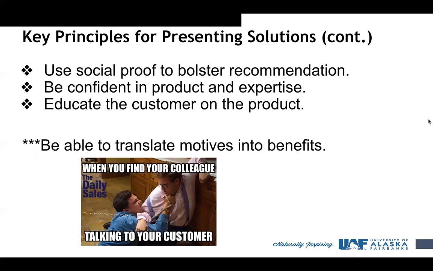Use social proof to bolster recommendation. Be willing to talk about why a suite might be more expensive than outfield tickets, or why the tickets behind home plate that include food and drinks and a club room might be more expensive than those behind the dugout, et cetera. So understand why certain seats are certain ways, and be able to use the social proof to bolster it.